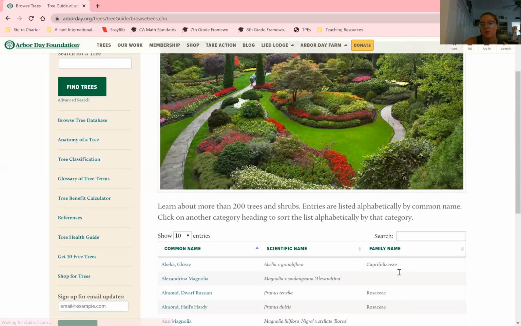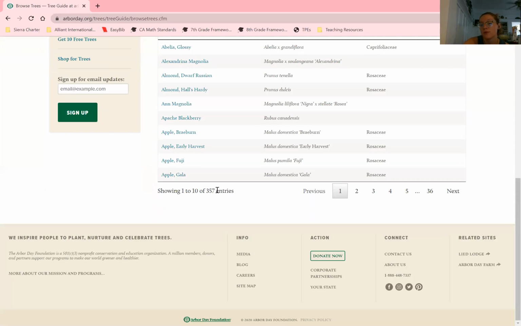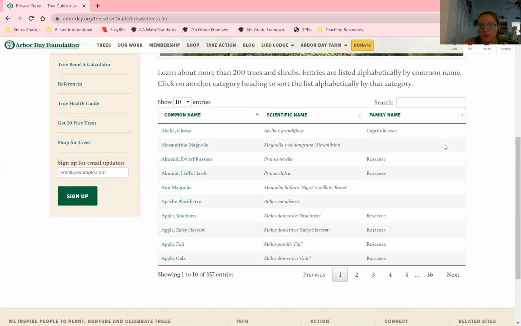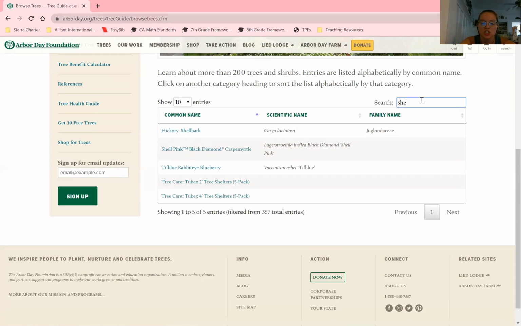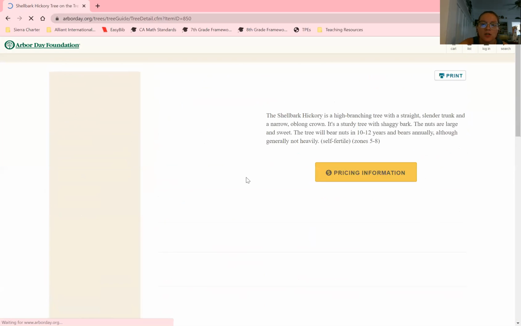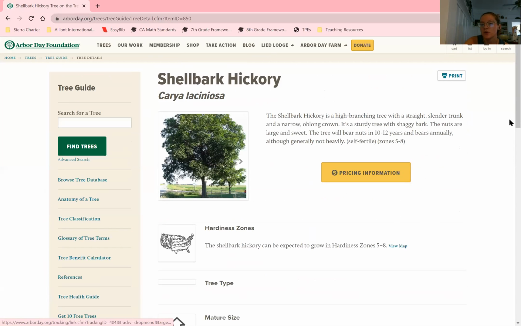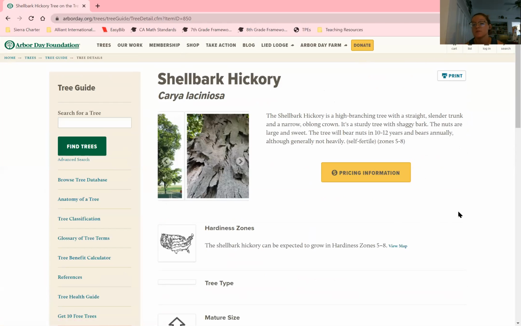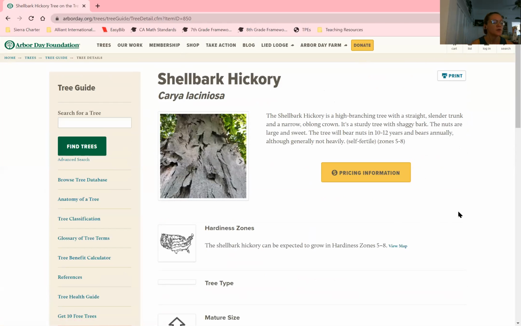Okay. Now, at this point, it's going to pull up 357 possibilities for your tree. You can pick whatever tree in this list that you would like. I am going to work with the shellbark hickory for this project. So you can pick any tree that is not the shellbark hickory, okay? So I click on it, it now pulls up a page that is all about my shellbark hickory tree, and it gives me all the information that I need, okay?